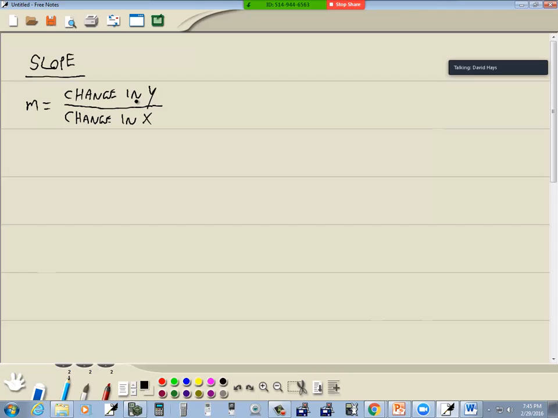If you're looking at your miles per gallon, you could have change in miles over change in gallons. If you're in business, change in profit over change in years. Change in costs over change in weeks. So you can put anything here. Now this encompasses so much of our lives that if you go on and take a calculus class, half the class is basically studying this concept here. Let me give you an example.